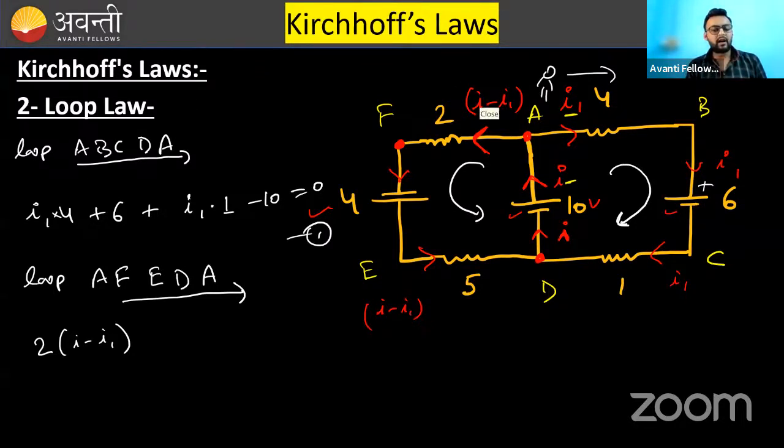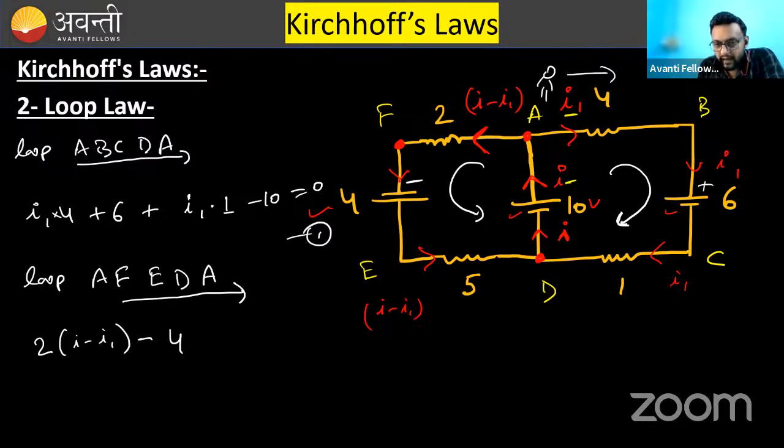Is it your convention or the convention that I have told you? Which convention are you using? Because what I have told is, if you are moving in the direction of current, then you should take it positive. From F to E, you are entering the cell from which side? From the negative side. Then you should take it negative, minus 4.